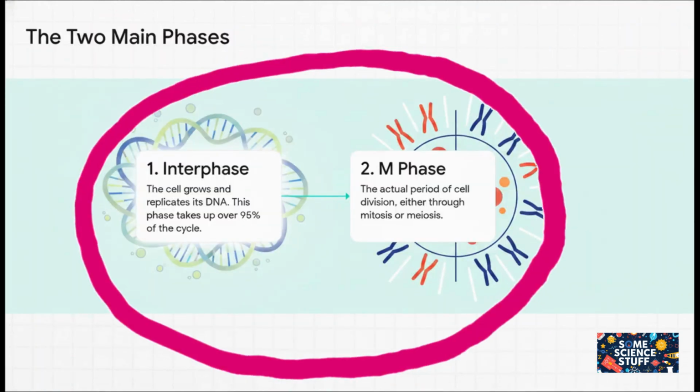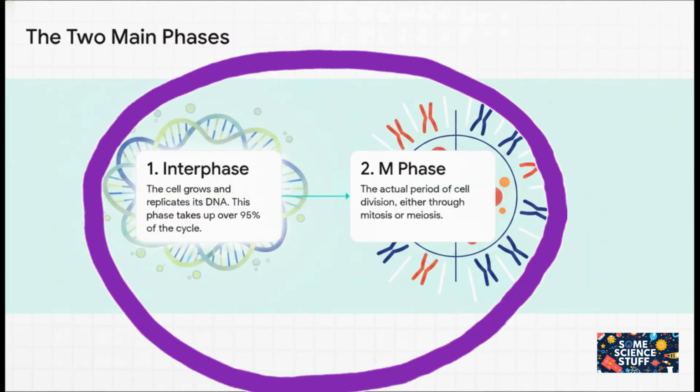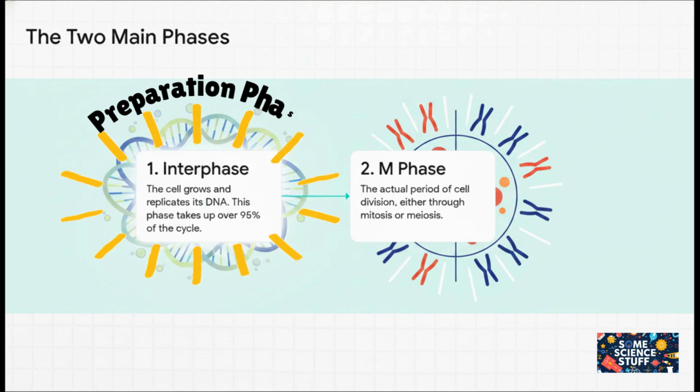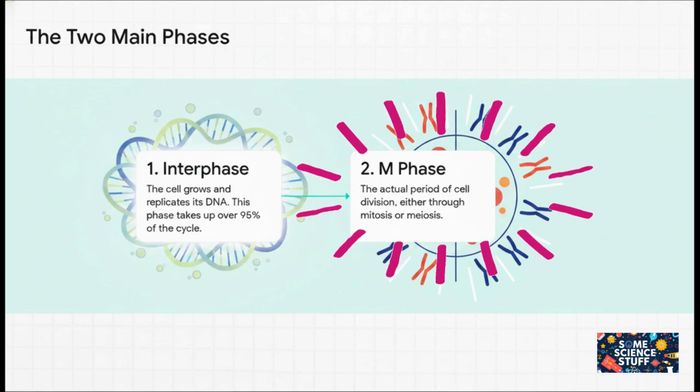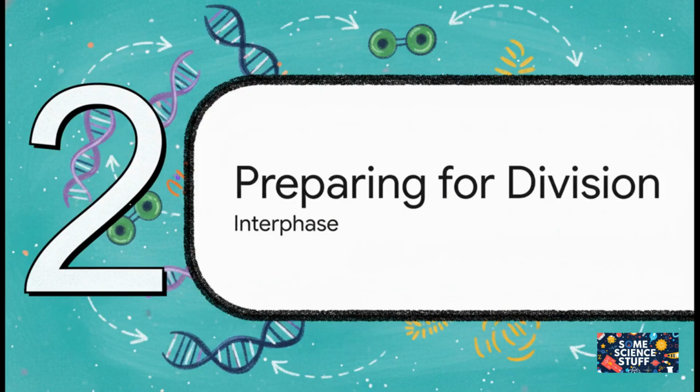The entire cycle really boils down to two major stages. First up is a long preparation period called interphase. And get this, the cell spends a whopping 95% of its time here. All of that is followed by a much shorter, much more dramatic period of actual division, which we call the M phase. That's M for either mitotic or meiotic phase. So let's dive into that first part, interphase, and see how a cell gets ready for the big split.